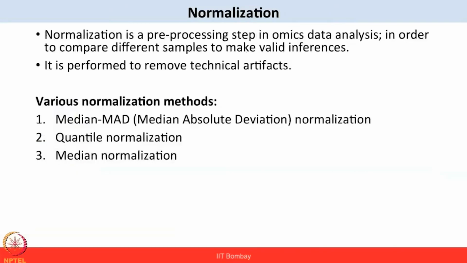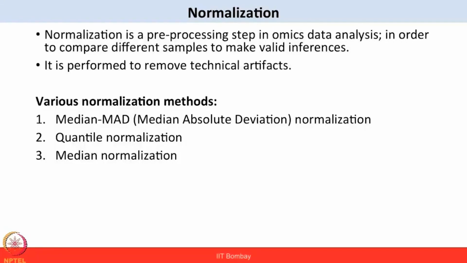Now the next topic is normalization. Normalization is a pre-processing step in omics datasets in order to compare different samples and make valid inferences. Normalization is performed to remove the technical artifacts in experiments. Technical artifacts may come from changes in column, from manual handling, or from changes in day-to-day temperature also. These technical artifacts are different from true biological variations. So the whole aim of the normalization process is to remove these technical artifacts without disturbing the biological variations.